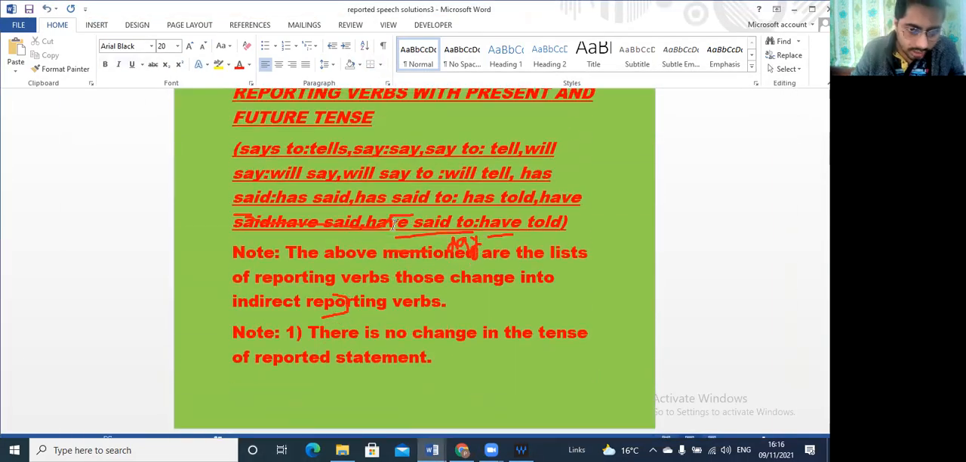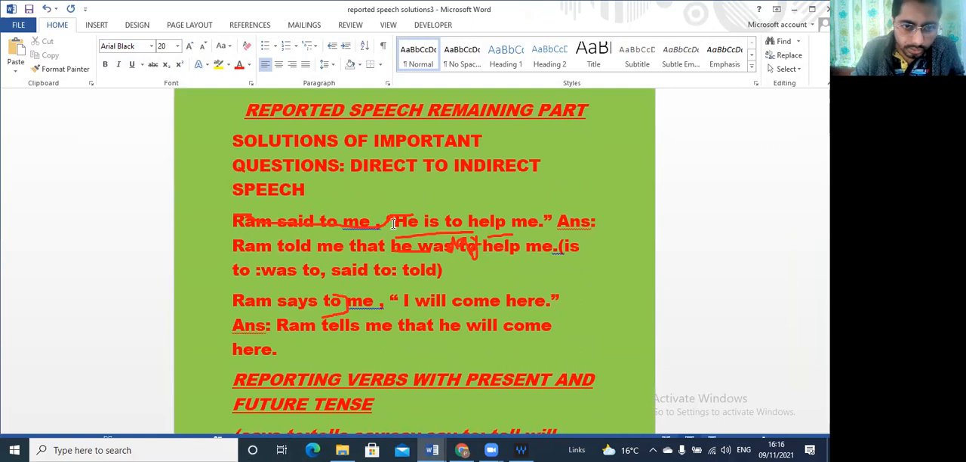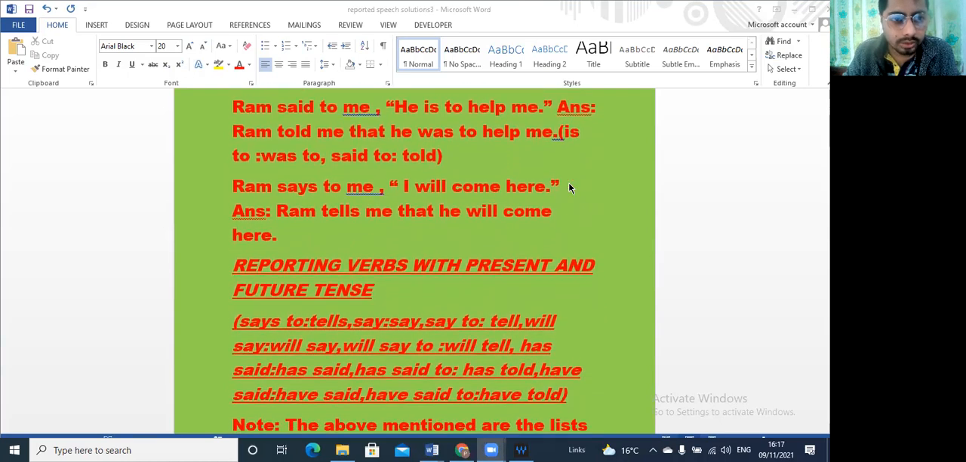So let's talk about another case. Reported speech, the remaining part. It's one of my favorite topics that I'm going to discuss right now. Now, solutions of important questions, direct to indirect speech. Ram said to me. Before I deal with anything, let me clear out my rough work over here. I have the habit of making the page dirty to make your mind clean. Let's move down over here.